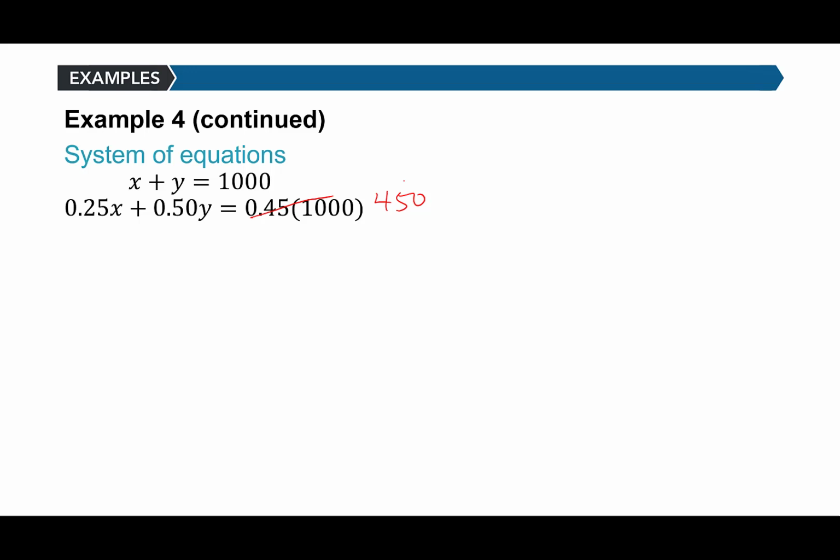Now we can solve this system using either addition or substitution. If we want to use the addition method, we need to rewrite these so that we can get opposites as coefficients and clear the decimals from one of these equations. So I'm going to write it like this. We'll have X plus Y equals 1,000. And for the second equation, let's multiply by 100 so we can get rid of those decimals. That would be 25X plus 50Y is equal to 45,000.